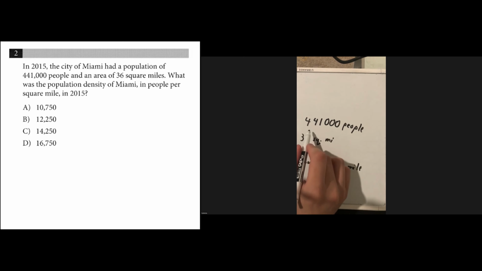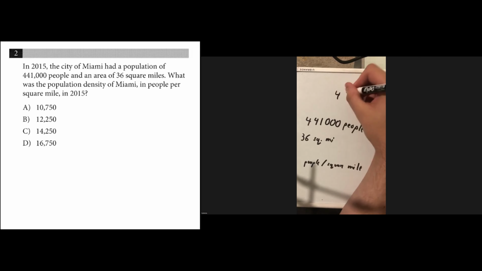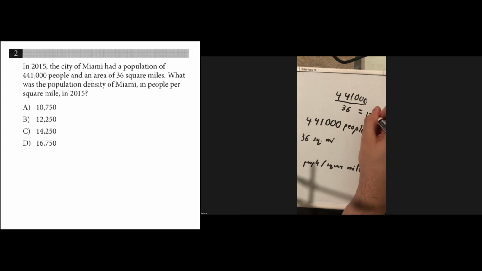So 441,000 divided by 36, which you can use your calculator for. Once you plug it into your calculator, we get this equals 12,250, which is answer choice B.